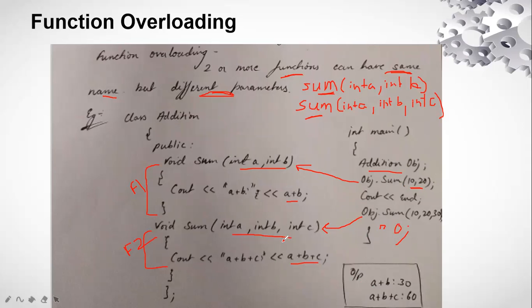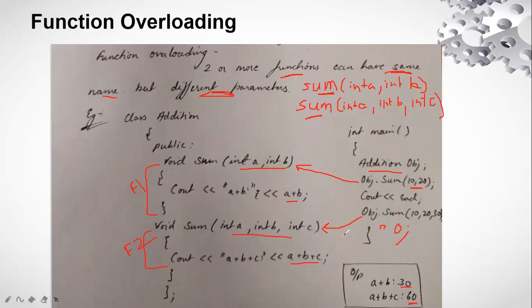Output will be what? Output you can see here, sum 10 comma 20. So a plus b is equal to, a plus b colon, it will give you the value 30. So a plus b is 10 plus 20, so that will be 30. Next line, it will move to next line. The next function will be called sum 10 comma 20 comma 30. So here it is integer a, b, c. So that means a plus b plus c, it will give the value as 10 plus 20 plus 30 as 60. So this is the output.